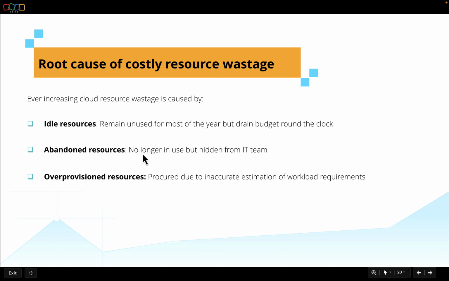The next one is abandoned resources, which are instances that were purchased for a planned project but later left unused once the project was scrapped, but the project team failed to notify the IT team, causing wastage of monthly fees for these instances. And the final one is over-provisioned resources. This situation arises when IT teams fail to accurately estimate the workload requirements and eventually procure more resources than what is required. Organizations can use the power of data to implement more prudent cloud FinOps practices and avoid such reckless and wasteful spending.